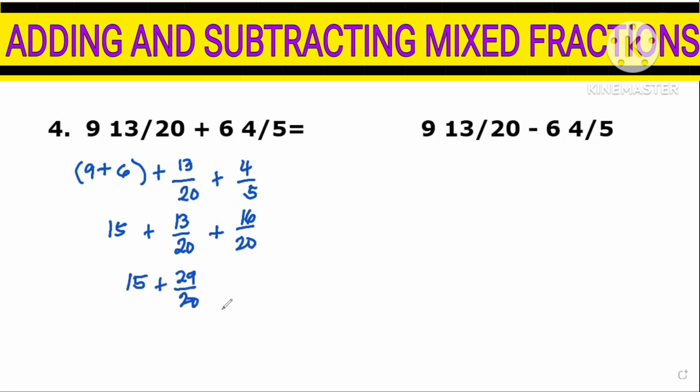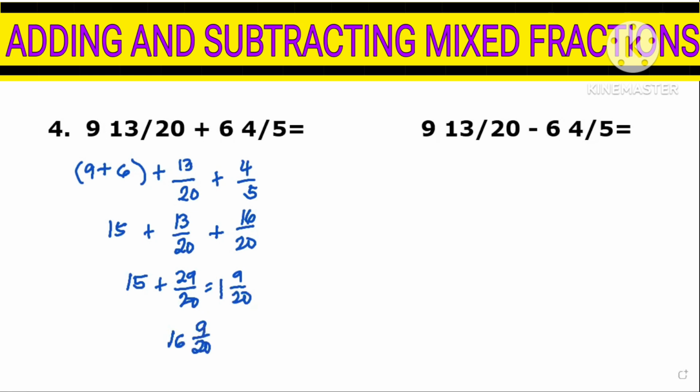Now, 29 over 20 is an improper fraction. We need to change this to a mixed fraction, no? And 29 over 20 is 1 and 9 over 20. Adding 1 and 9 over 20 to 15, we get 16 and 9 over 20.